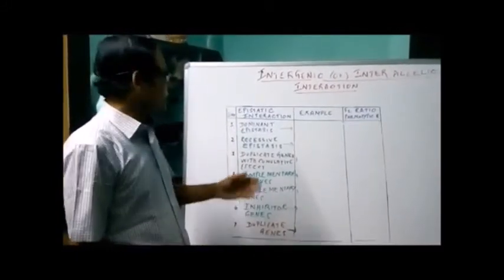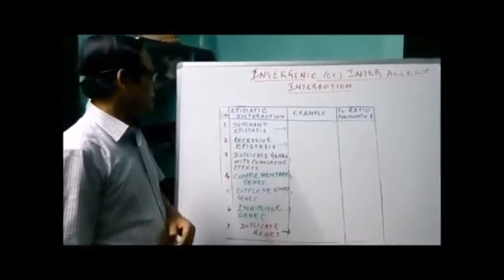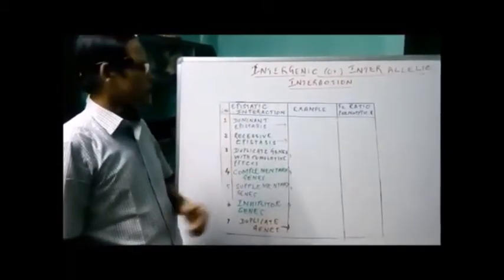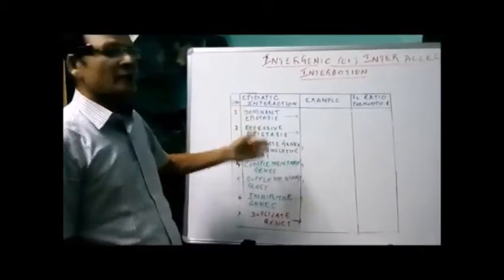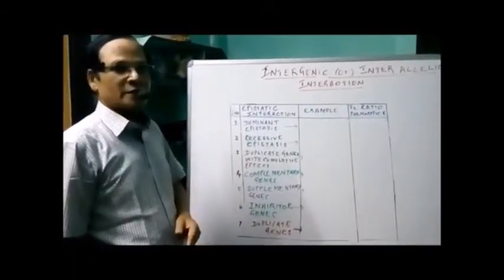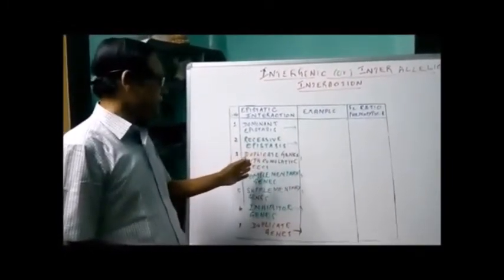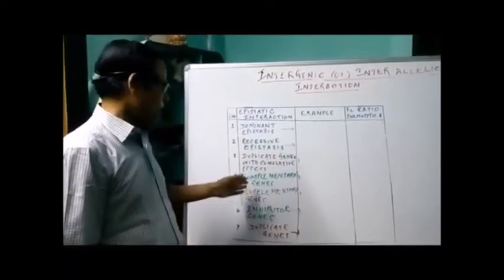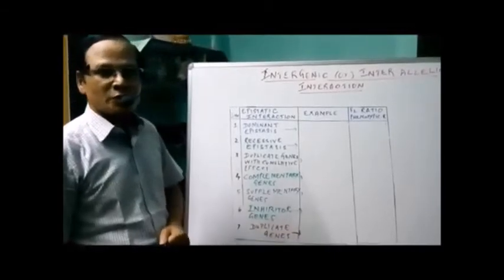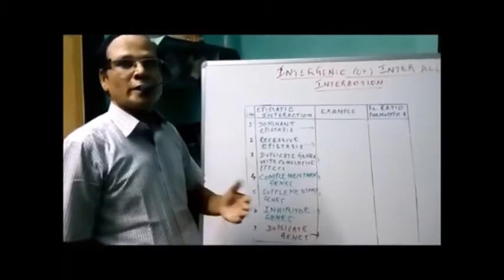We have the following types of intergenic or interallelic interactions. We are grouping them under what are called epistatic interactions. So, we have 7 types of interactions given in your book. Number 1, dominant epistasis. Number 2, recessive epistasis. Number 3, duplicate genes with the cumulative effect. Number 4, complementary genes. Number 5, supplementary genes. Number 6, inhibitor genes. And number 7, duplicate genes.